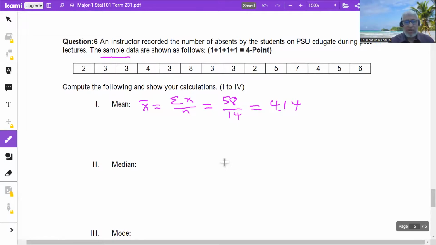Well, to find the median, I need to arrange the data. So the smallest is 2. I have another 2, and then 3, 3, 3, 3, 3, 5 times. And then I have 4, another 4, and 5, and another 5, and 6, 7, 8. Let me count: 3, 6, 9, 11, 14. So these are 14, so I didn't forget anything.